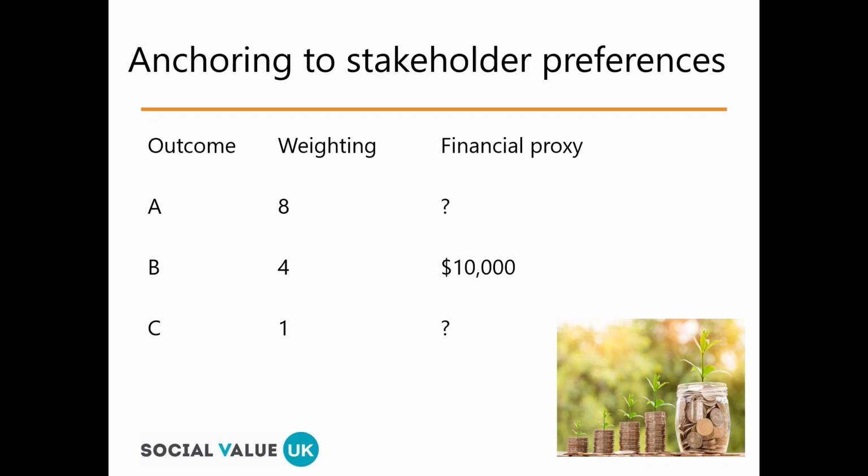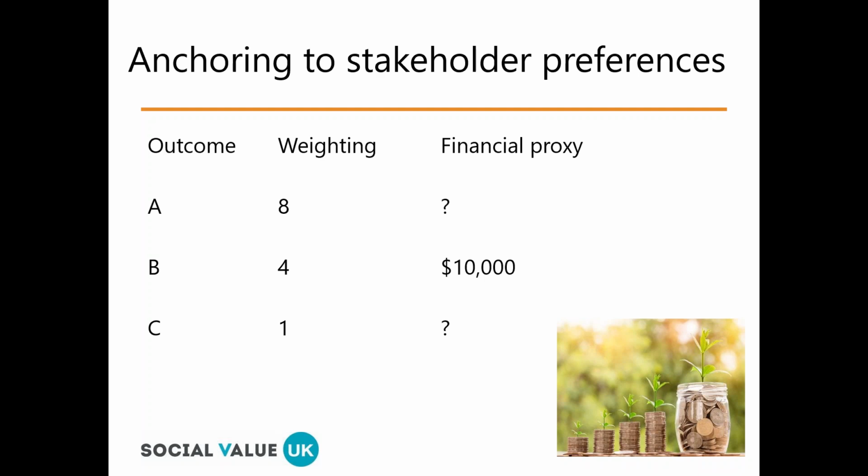But again, we may want to use the language of money, financial proxies, in order to be able to communicate our impacts to other people and potentially be able to compare different activities that we run within our organizations. So let's imagine that we've used a different one of the approaches to monetization, and we've identified that outcome B, again through our stakeholder involvement, has a value of $10,000. Ask yourself the question, how valuable is outcome A and outcome C using the language of money?